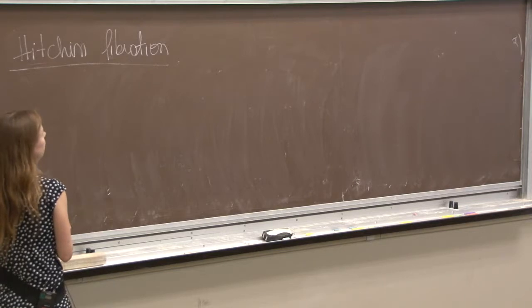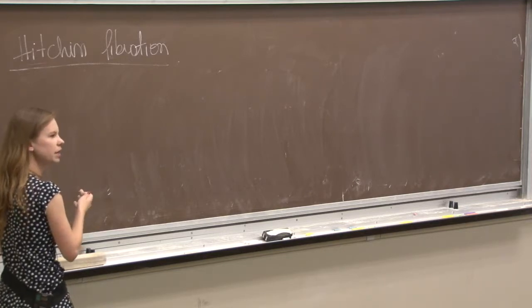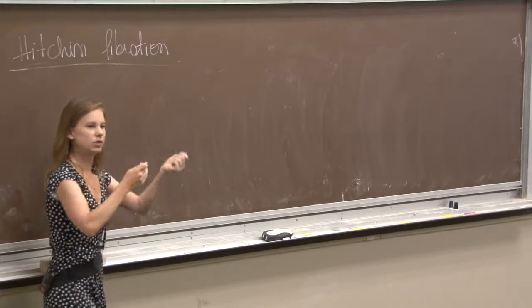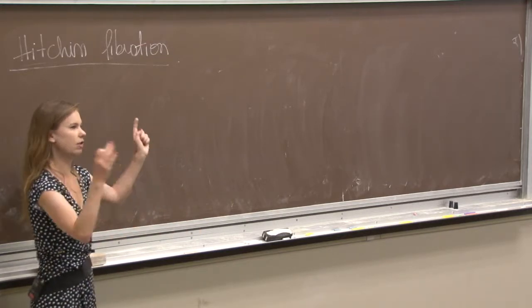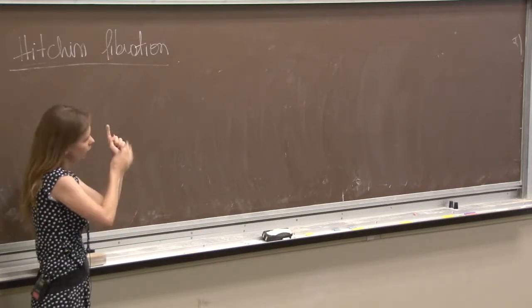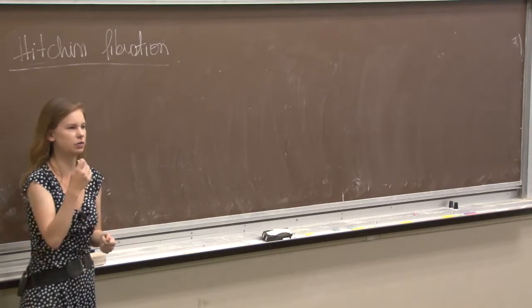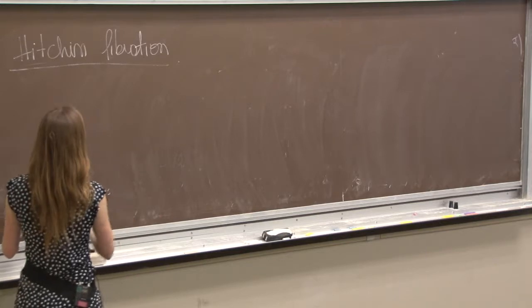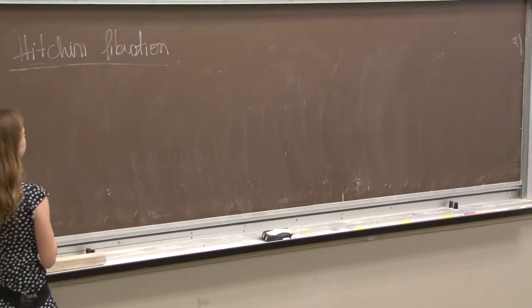So what is the Hitchin fibration? It's the fibration of our moduli space, which has a very nice geometry appearing. It makes our moduli space appear as a fibration where all the fibers are Jacobian varieties or Prym varieties, some abelian varieties that are tangible. So we're going to define it this way.